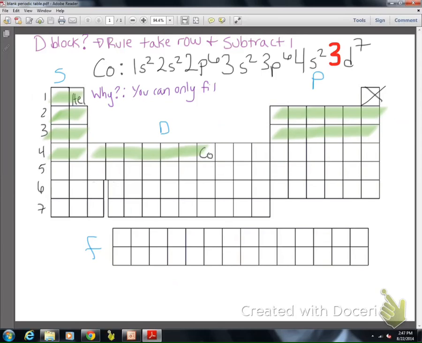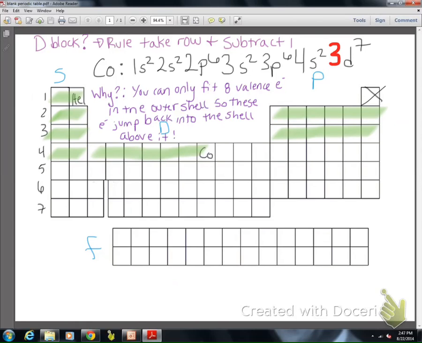And again, why is because we can only fit 8 valence electrons in the outer shell, and so the electrons in the D block and the F block jump back into the shells above it. I know that's a little bit confusing right now, and that's okay. We'll talk further about it in class when we get into those PowerPoint notes. But we just need to remember that that rule is 3d7.